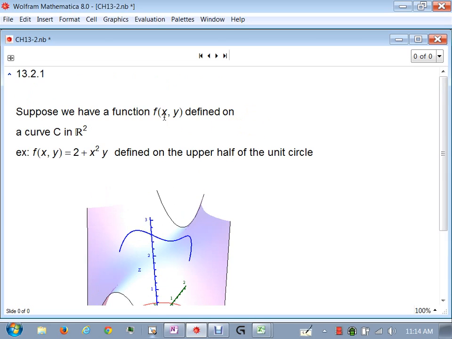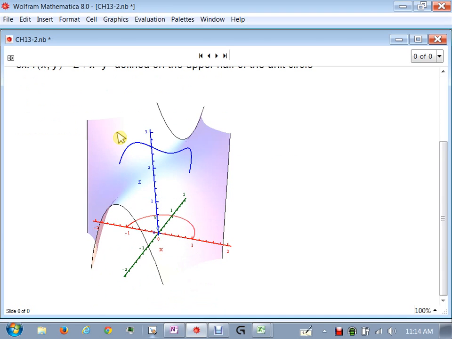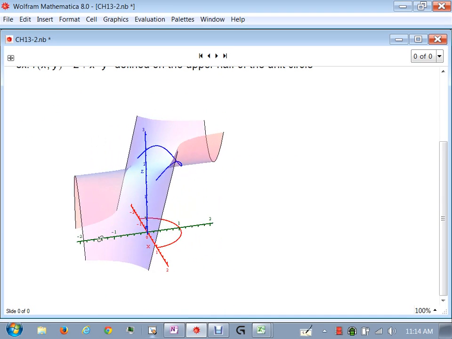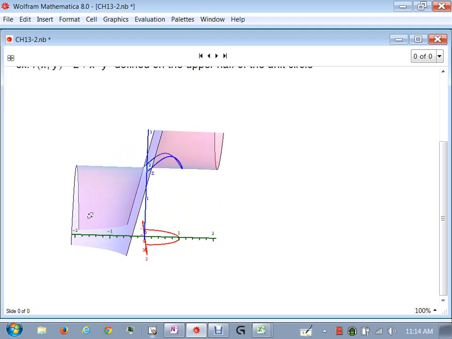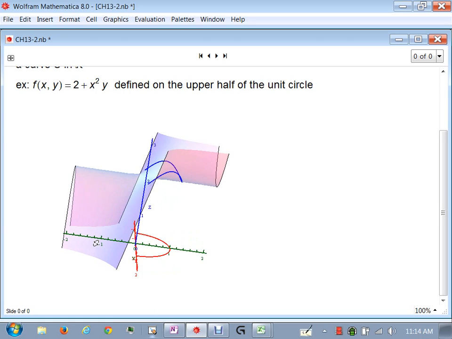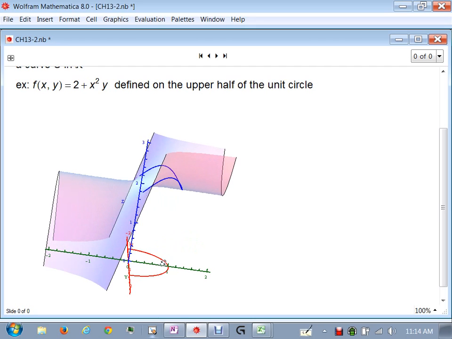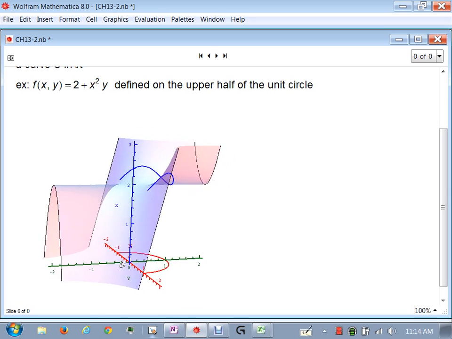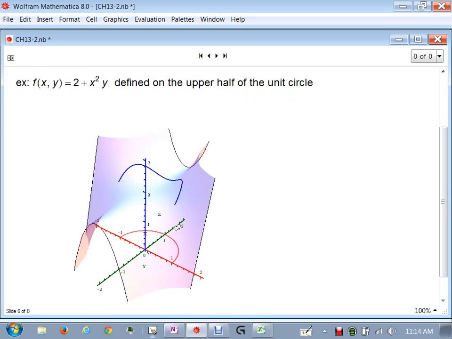Suppose that we have a function f of x, y defined on a curve C in R2. Just take a look at this picture for a second. We have, first of all, a surface, that's f of x, y. If we do not restrict the domain at all, it's the entire surface in every direction. But if I just restrict that domain to some curve, meaning instead of plugging in all values down here on the ground, I just plug in some values along a curve, those values will get mapped up into the surface, and they will form a curve on the surface.